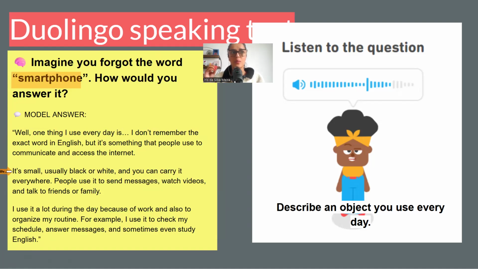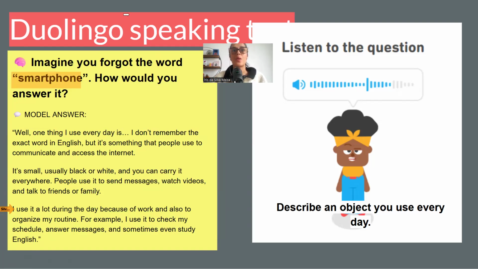It's small, usually black or white, and you carry it everywhere. People use it to send messages, watch videos, and talk to friends or family. I use it a lot during the day because of work and also to organize my routine. For example, I use it to check my schedule, answer messages, and sometimes even study English.